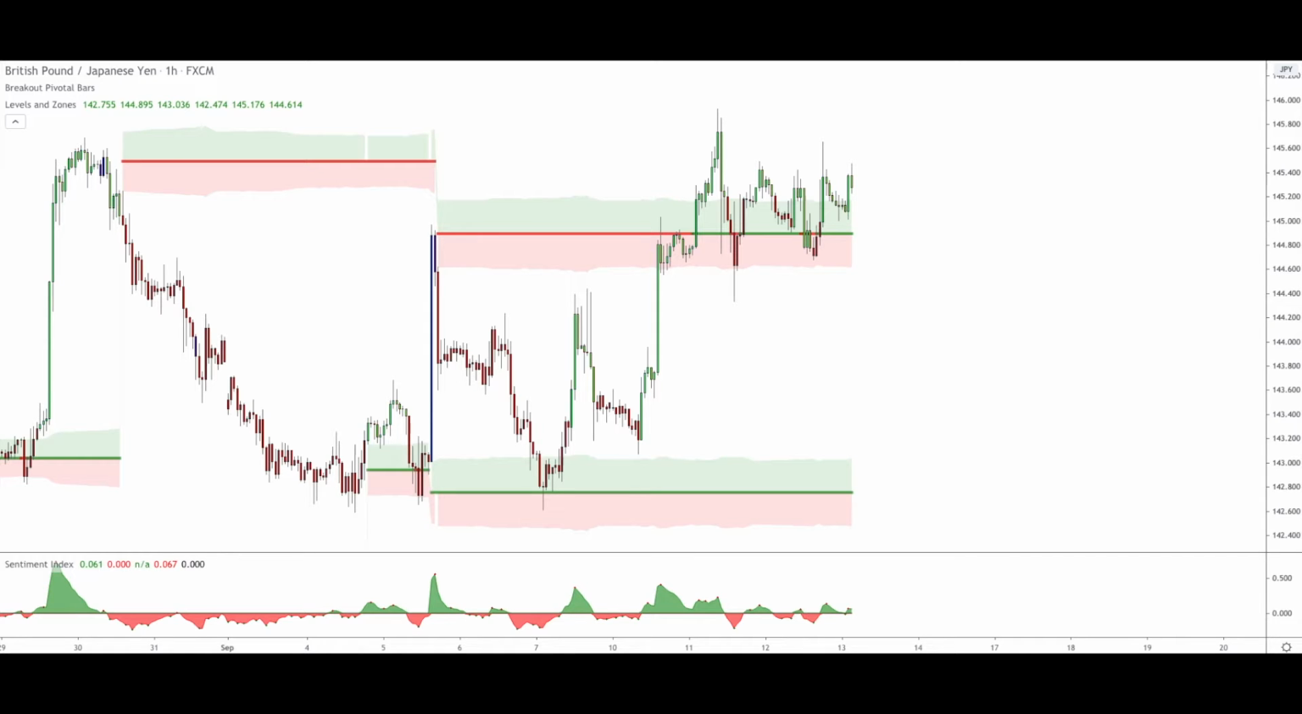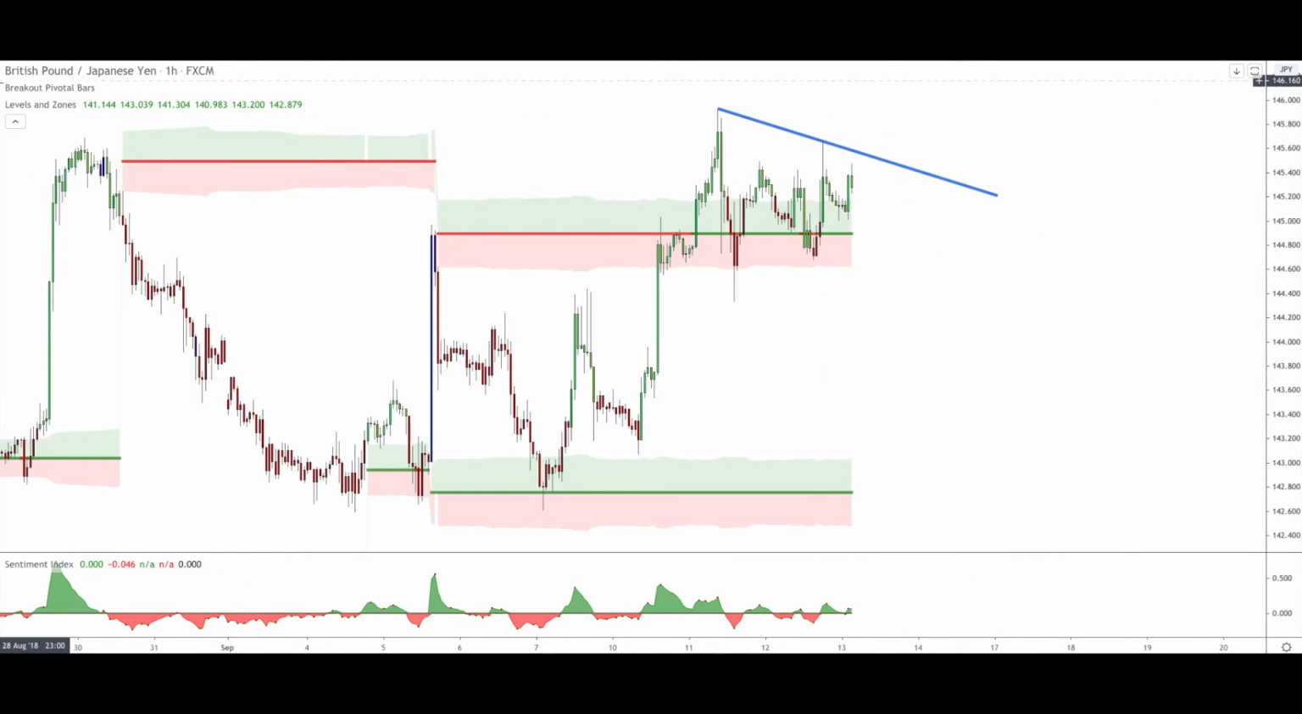So today I'm looking at the British pound Japanese yen on the 1 hour time frame, and I'm analyzing this pair with 3 indicators: the breakout pivotal bars, the levels and zones, and the sentiment index. And I'm particularly looking at this price action right here. It looks like a consolidation is taking place here.